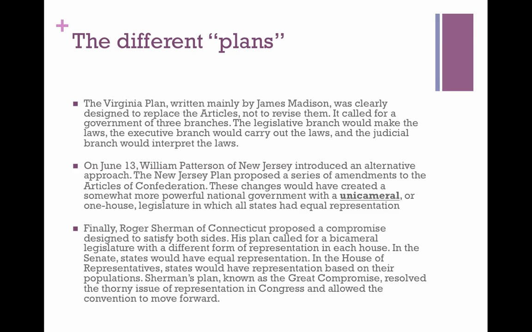Okay, they have all these different plans because obviously you put 55 men in a room, they're all going to want something a little bit different. So I'm going to briefly cover the different plans. We had the Virginia Plan, which was written by James Madison, and it was clearly designed to replace the Articles of Confederation, not revise them. It called for a government of three branches. The legislative branch would make the laws, the executive branch would carry out the laws, and the judicial branch would interpret the laws.